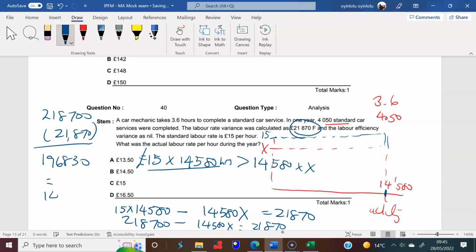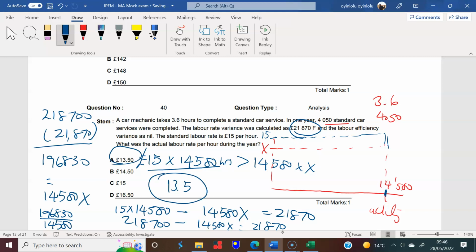This is equal to 14,580x. So the question is, what is x? It's just this 196,830 divided by the 14,580, and that's 13.5. So that's how I get the 13.5, right?